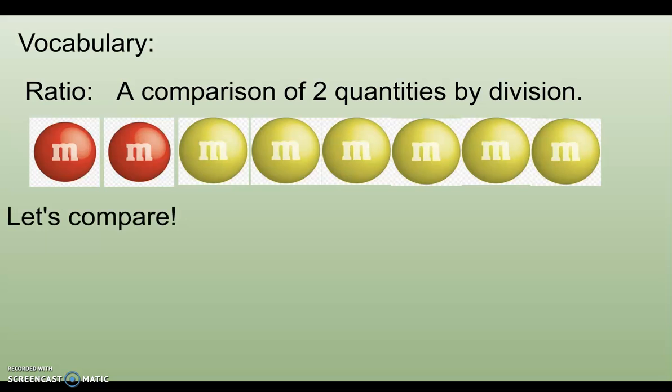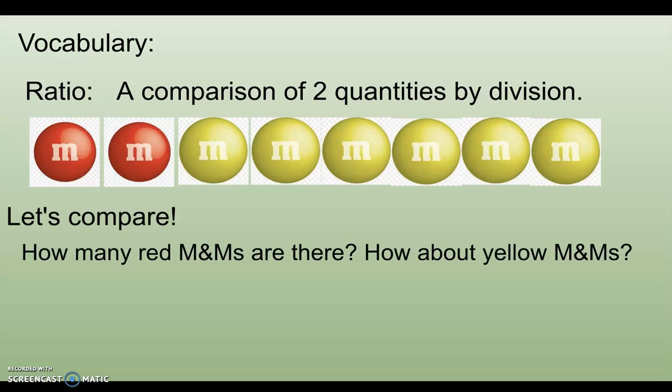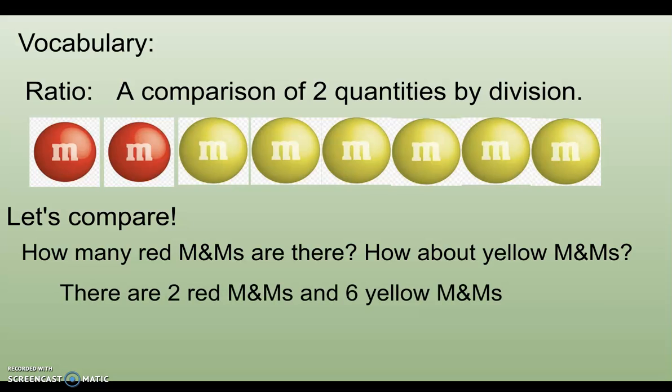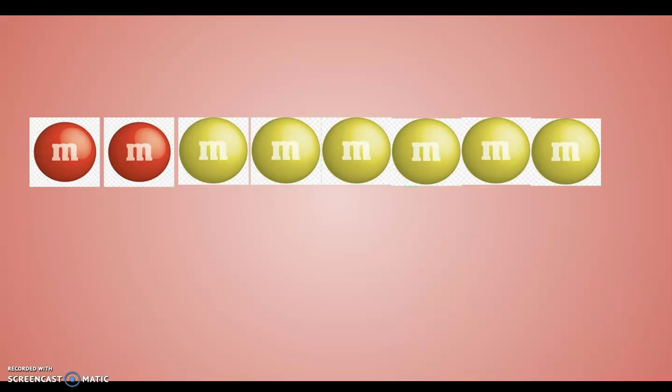Now, let's go ahead and compare. How many red M&Ms are there? How about yellow M&Ms? There are 2 red M&Ms for 6 yellow M&Ms. And how did you get that? Well, just simply by counting.